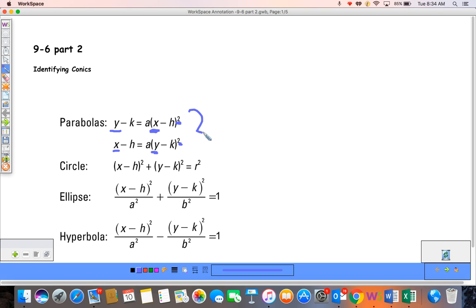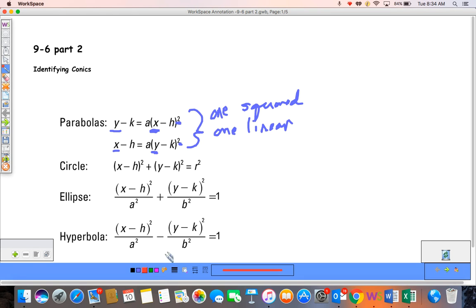So anytime that we have a parabola, you're going to find one of the variables is squared and one is linear. In other words, to the first degree, and squared technically would be quadratic, to the second degree.